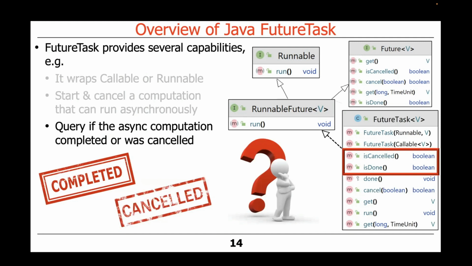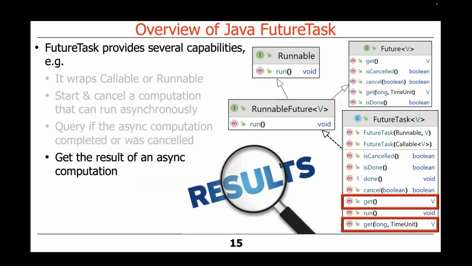Likewise, you can check to see if an asynchronous computation completed successfully by calling the isDone method, or you can also check to see if the computation was canceled by checking the isCancelled method. Both of these methods clearly return Booleans to say true or false whether either completion or cancellation occurred.